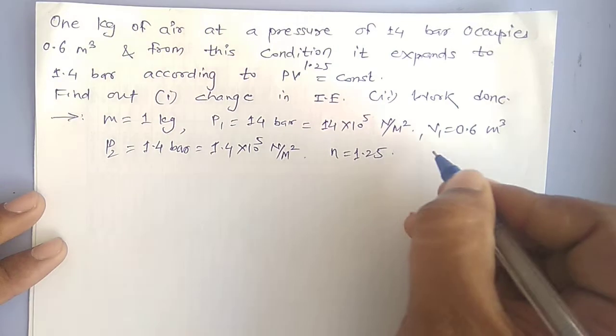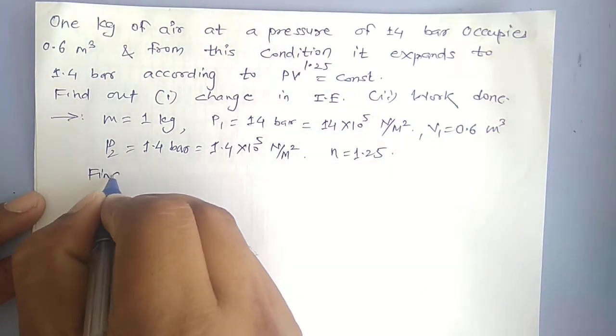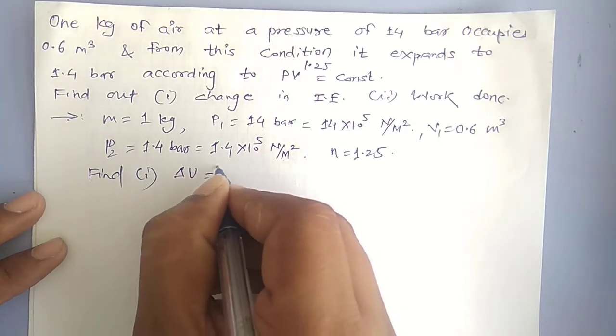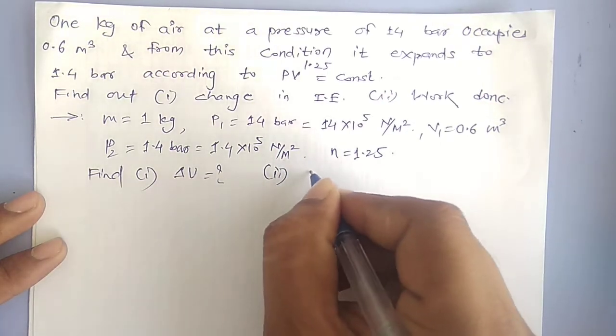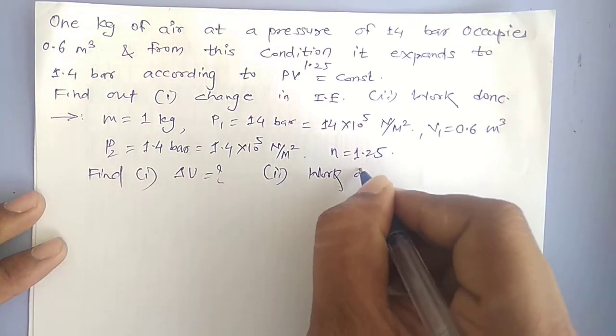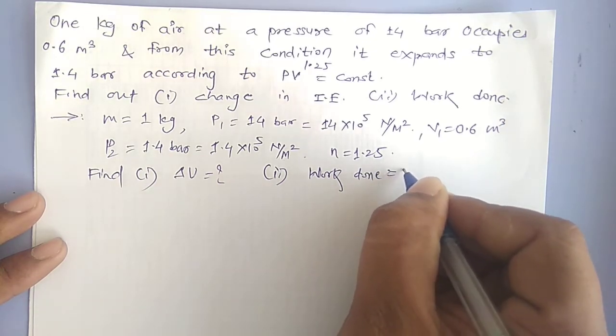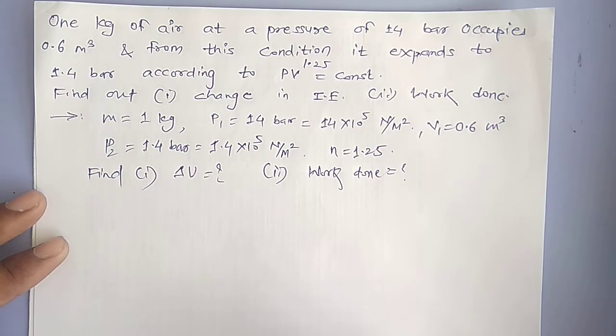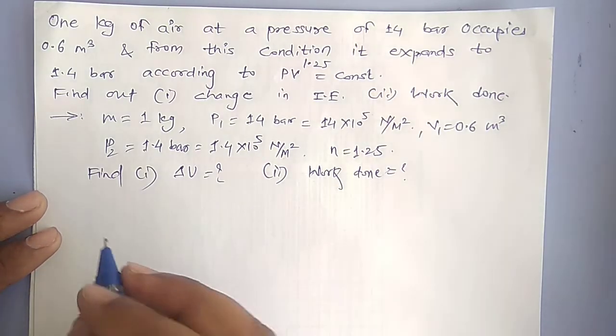So we have to find, first, the change in internal energy, that is delta U. Second is the work done. So firstly we can draw the graphs, PV and TS, for this numerical.